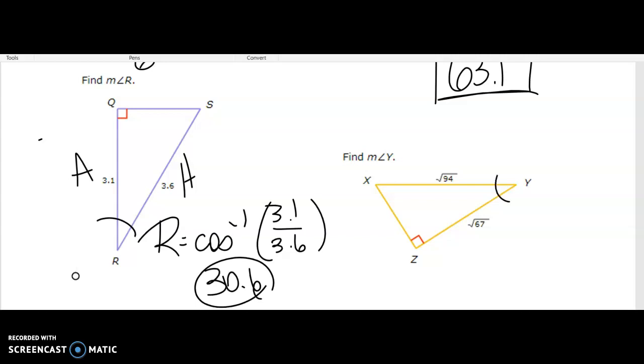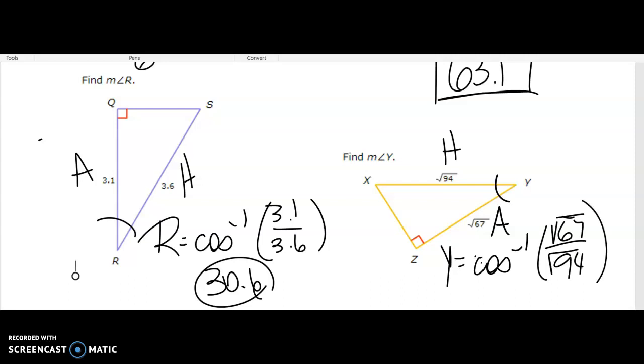Last one, we're looking for Y. This is the hypotenuse, and again, this is adjacent. So Y equals inverse cosine of adjacent over hypotenuse. Inverse cosine of the square root of 67 over the square root of 94, 32.4. That's it.